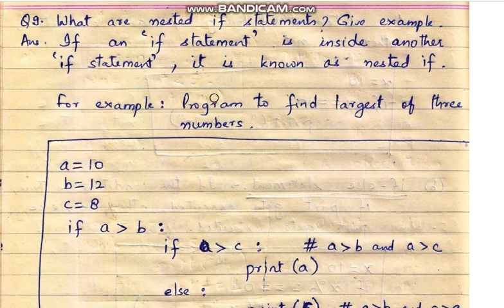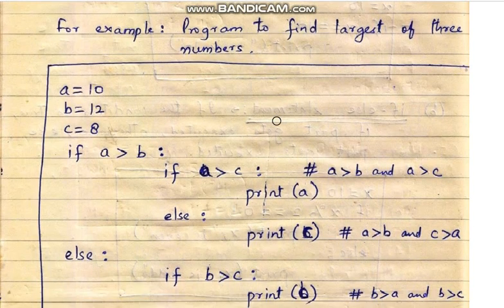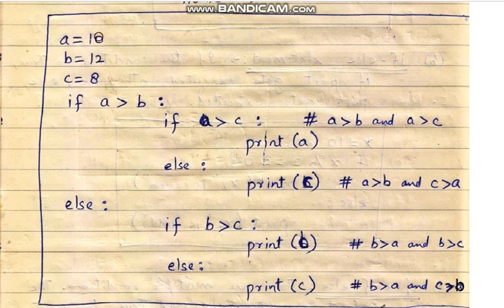For example, we can have many programs, but I am relating a program to find the largest of three numbers. We are taking three values a, b and c. These three values can be anything. I have taken 10, 12 and 8. Here b is the largest value, however a or c could have been the largest. It's your wish, but the code will always give the correct result.